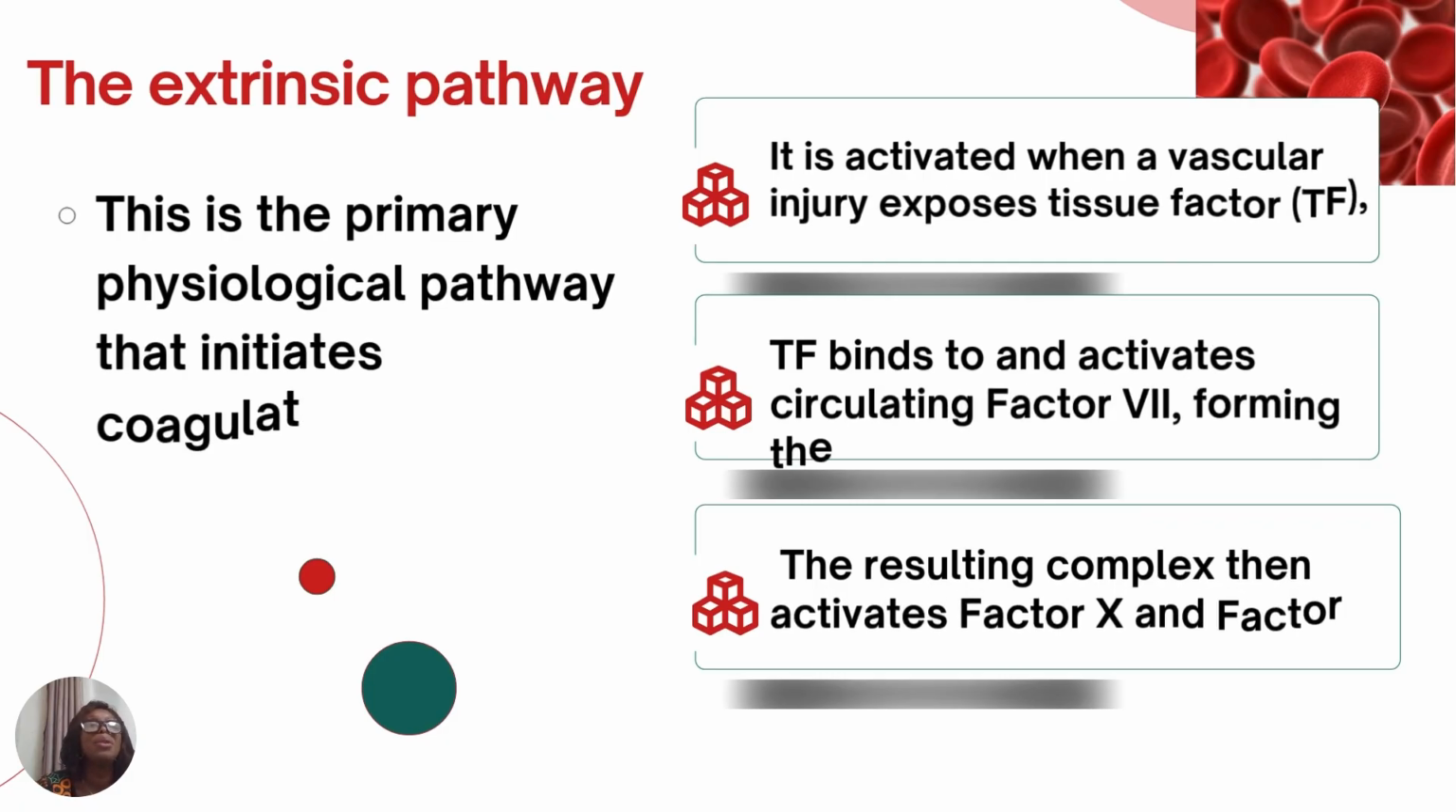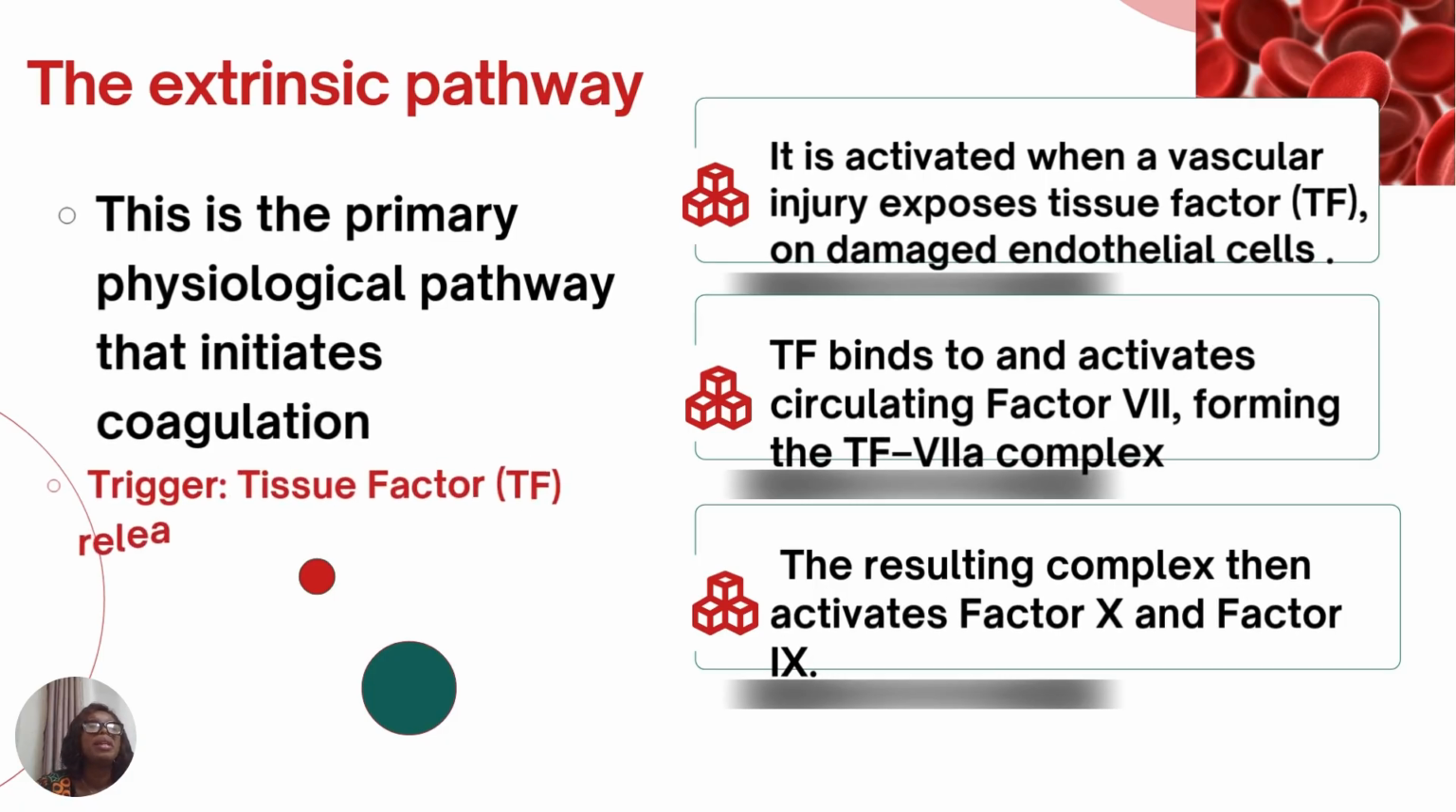Now let us start by looking at the extrinsic pathway. The extrinsic pathway is the primary physiological pathway that initiates coagulation. What is the trigger for this pathway? The trigger is the tissue factor. Remember, tissue factor is factor what? I hope you are following me and you should be able to know what tissue factor is. Tissue factor is released after the vascular injury by the subendothelium.